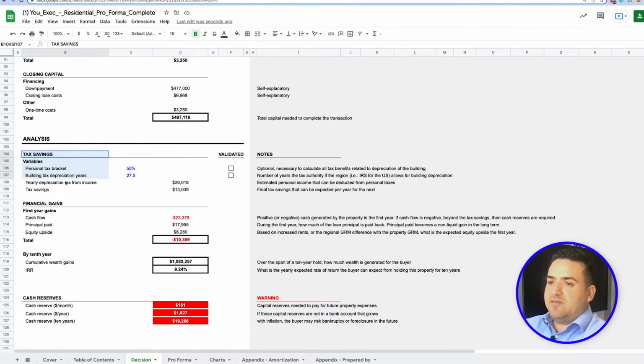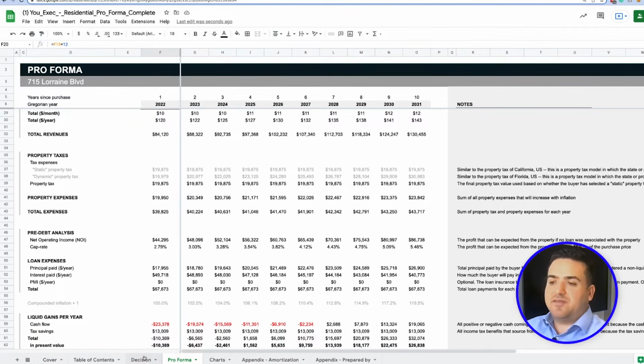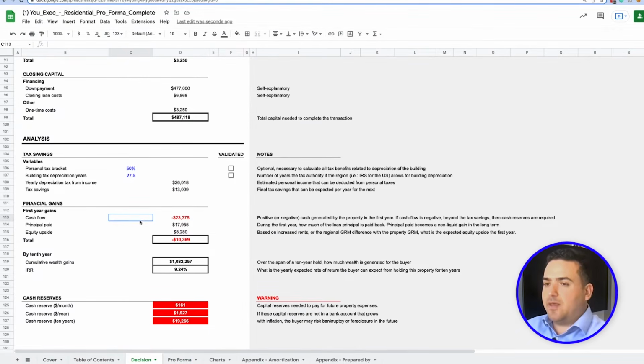Lastly, we have this tax savings region where in the US and in some other countries, you can depreciate the building, the property, not the land, but the building across a set number of years. In the US, it's 27.5 years. So that will give you some tax savings, which is a type of liquid gain that you will have. And we're going to show in the Proforma how that tax saving affects the finances and the IRR.